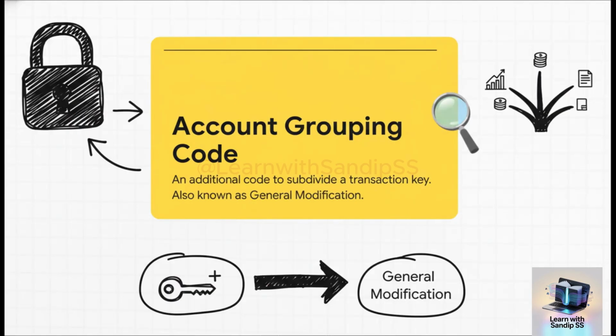And here it is, the account grouping code. Now, the crucial point is that this code doesn't replace the transaction key. No, it works with it. It just adds another layer of detail. And here's a key tip for you. Remember that other name, general modification? You're going to see that exact term all over the system's configuration screens, and it means the exact same thing.